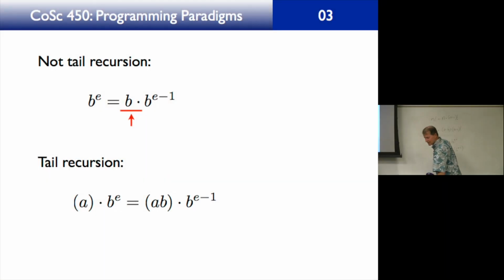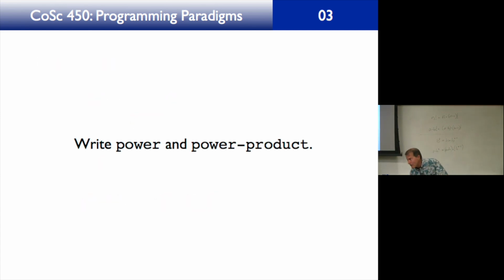There's nothing significant about that. But now look, this one is tail recursive. A times b to the e is a times b to the e minus 1. So now, do you guys think we can do this? Let's write power and power product.